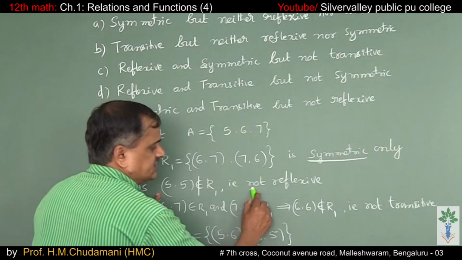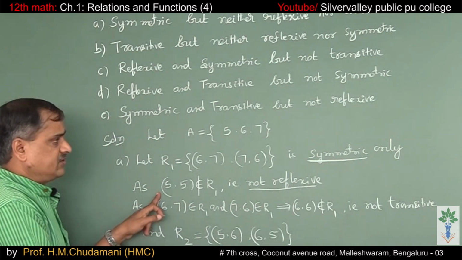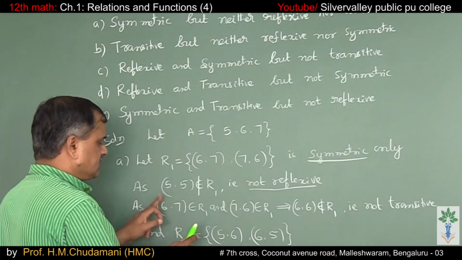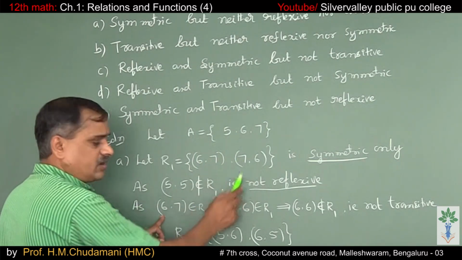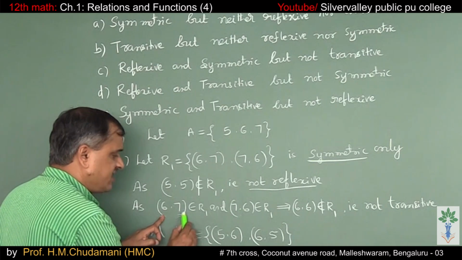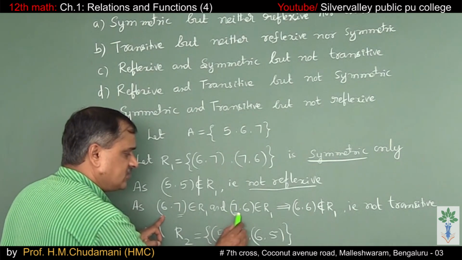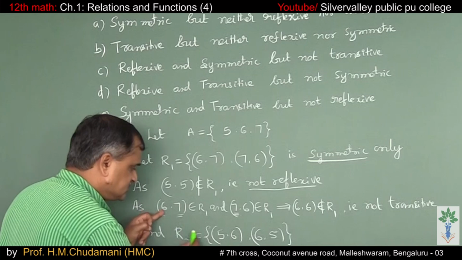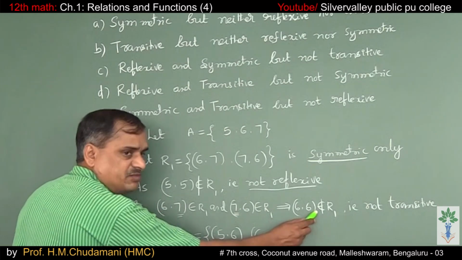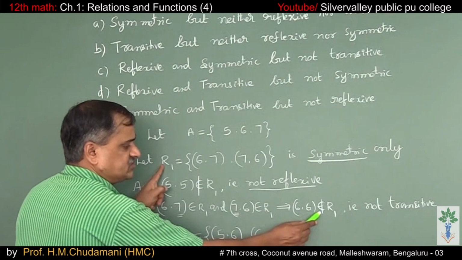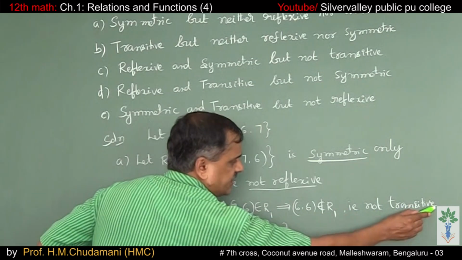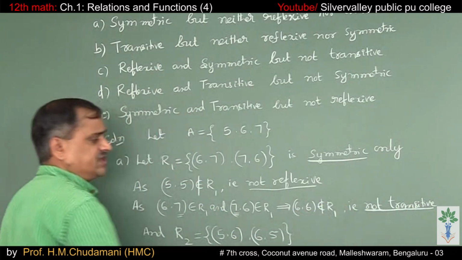So 5 belongs to the set A, but (5, 5) does not belong to the relation R1. That means it is not reflexive. To check the transitive relation, (6, 7) belongs to the relation, (7, 6) belongs to the relation, (a, b) and (b, c) belong to the relation means (6, 6) should be there in the relation, but (6, 6) does not belong to the relation R1. That means it is not a transitive relation.